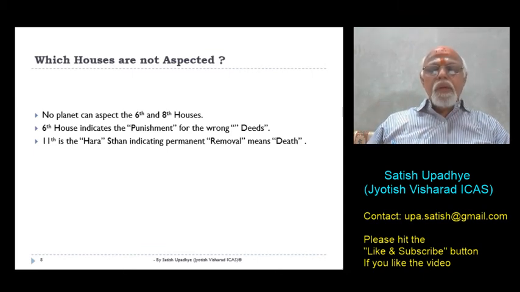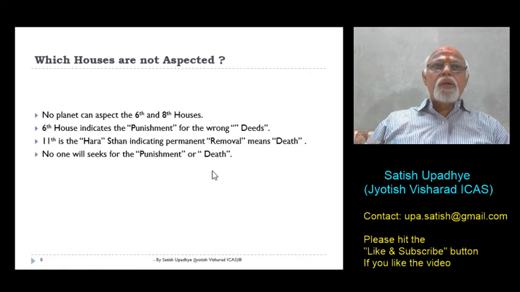We don't have any planets who can aspect, because nobody inspires or deserves to be punished, or nobody deserves to be dead. Nobody is thinking about that one should die. So nobody requires or desires punishment, and so no planet aspects the 6th and 8th houses.